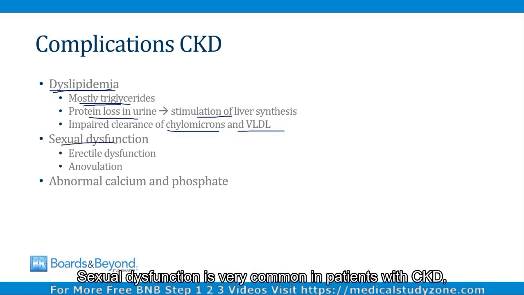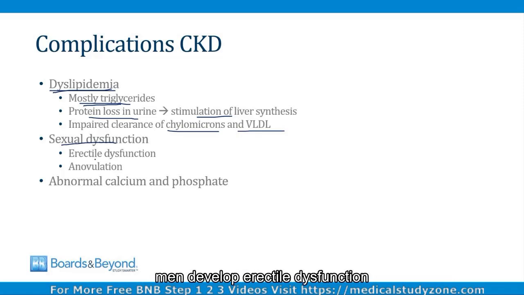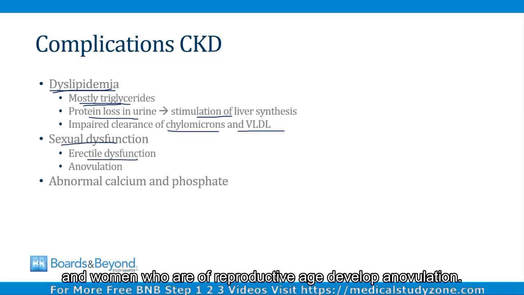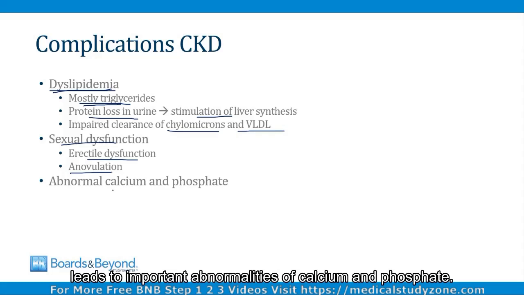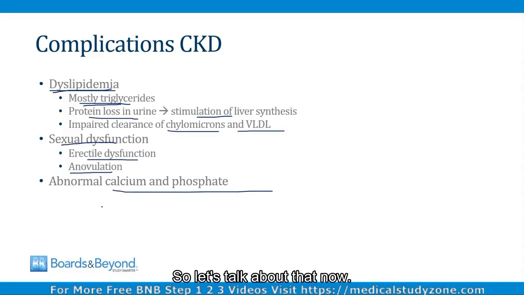Sexual dysfunction is very common in patients with CKD. Men develop erectile dysfunction, and women who are of reproductive age develop anovulation. And then finally, chronic kidney disease leads to important abnormalities of calcium and phosphate, so let's talk about that now.